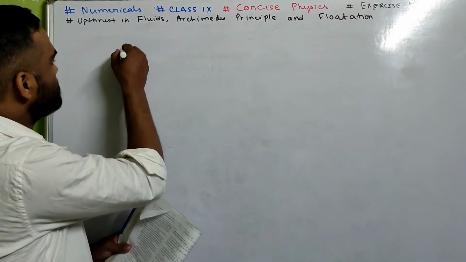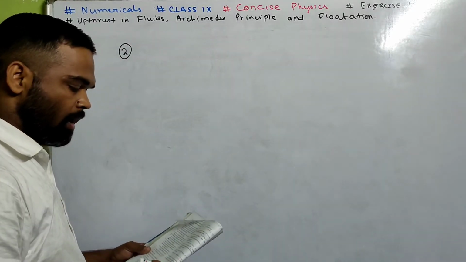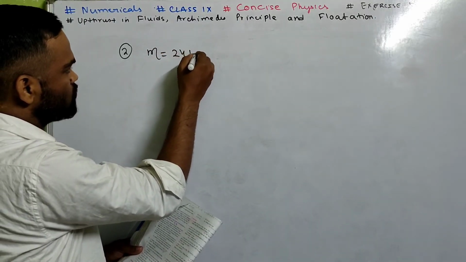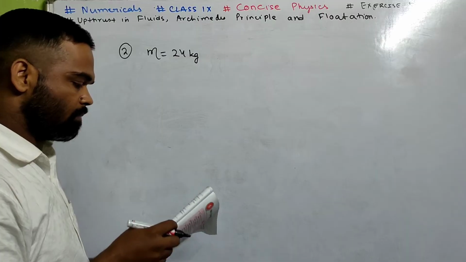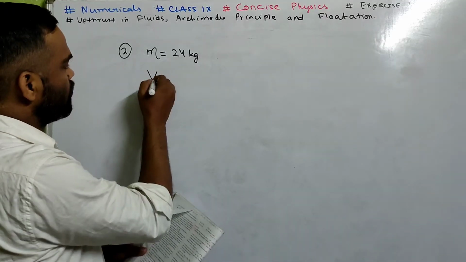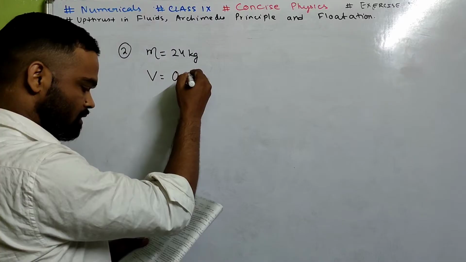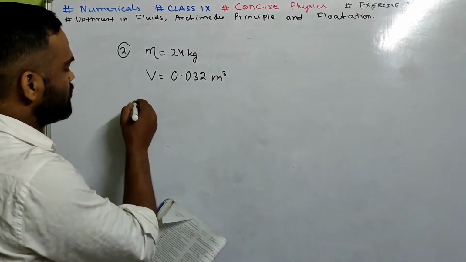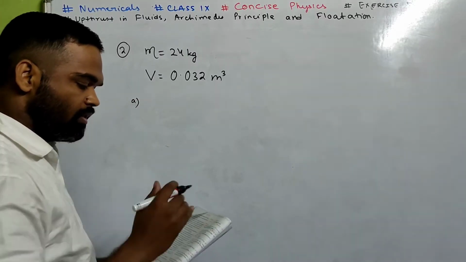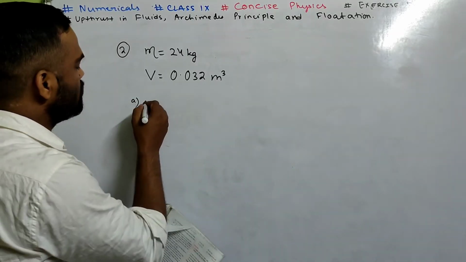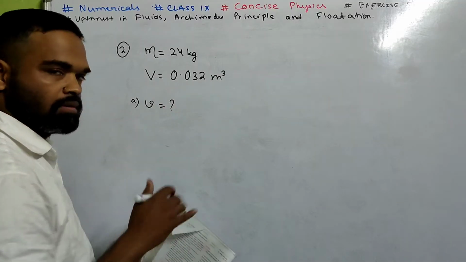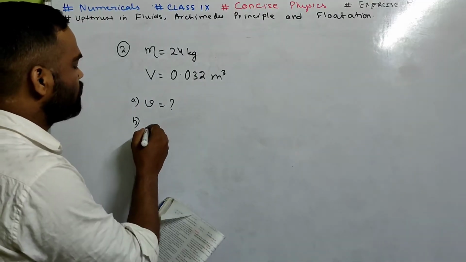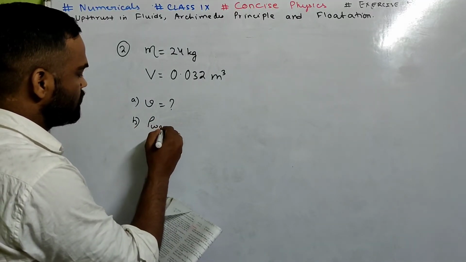Now let us look at number 2, what they have told. A block of wood of mass 24 kg floats on water. The total volume of the wood is given as 0.032 meter cube. Find, A, the volume of the block below the surface of water, small v, immersed inside the water. B, the density of wood. They've asked these two things.